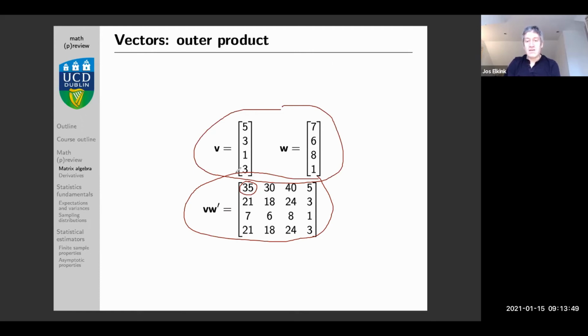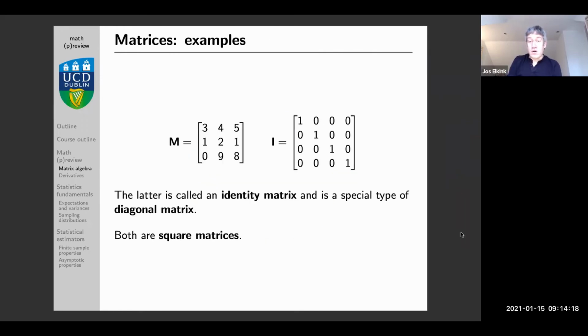Just to be sure, any vector is also a matrix. It's just a matrix with only one column or only one row. So everything that applies to matrices applies to vectors, because vectors are matrices. They are just matrices with a specific feature that there's only one row or one column. So here are some more examples of matrices. The matrix M, which is a 3 by 3 matrix with these numbers. And there's the matrix I, which is a 4 by 4 matrix with numbers that are displayed here.